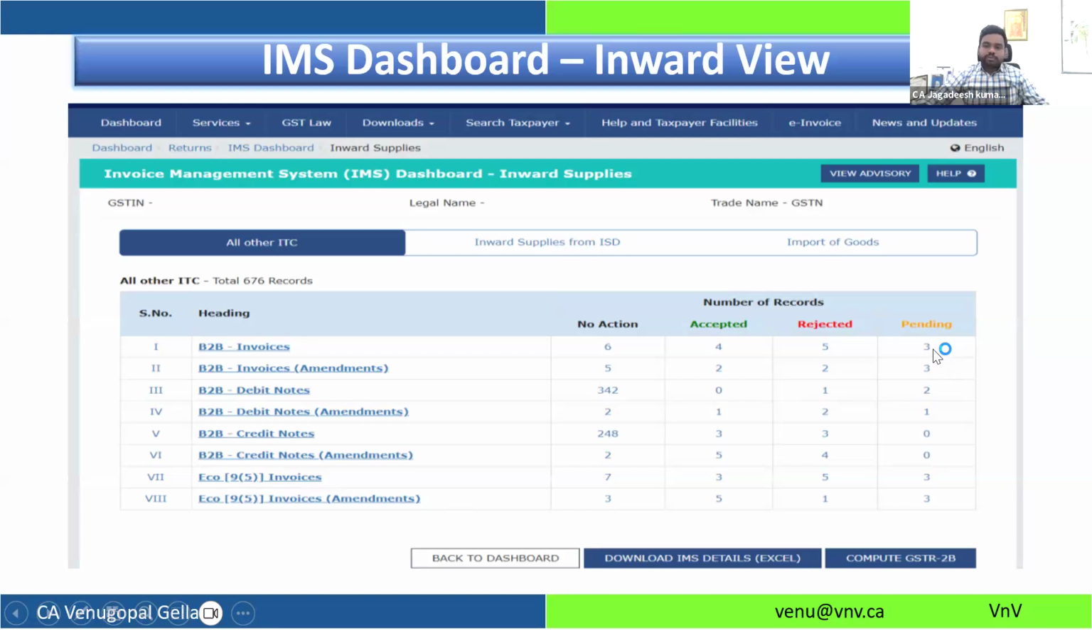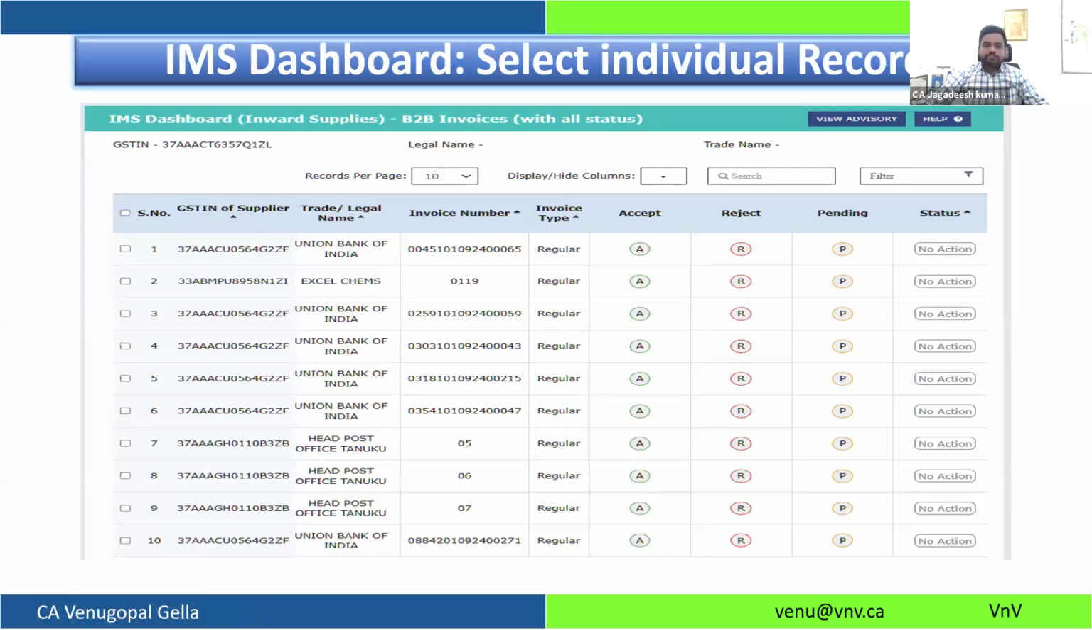If you dig deeper and click on this number, you can see all the invoices you have kept rejected or pending. If you go further and click on any of them, you can see the invoices and what action you have taken. You can select multiple invoices based on your GSTN or based on the action or trade name. You can search, you can select, and you have a facility to select multiple invoices and take action at a single time.